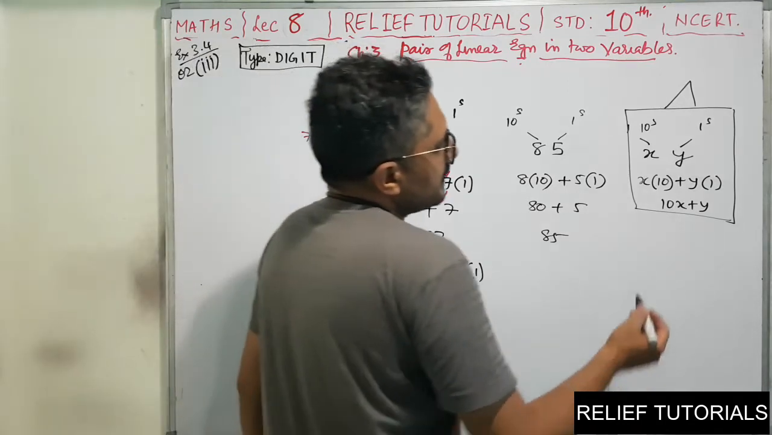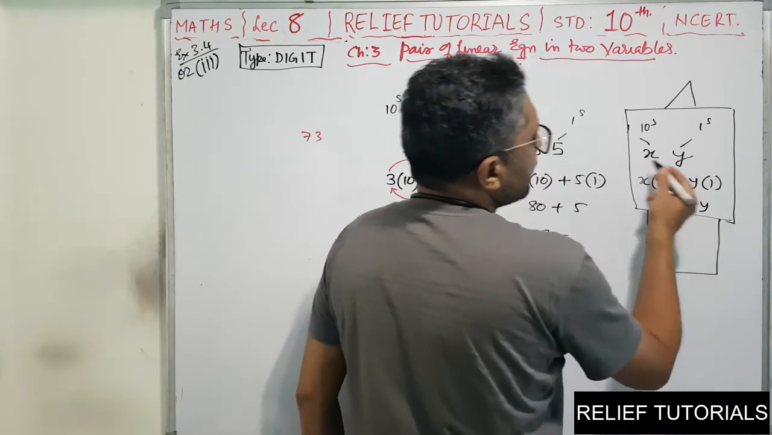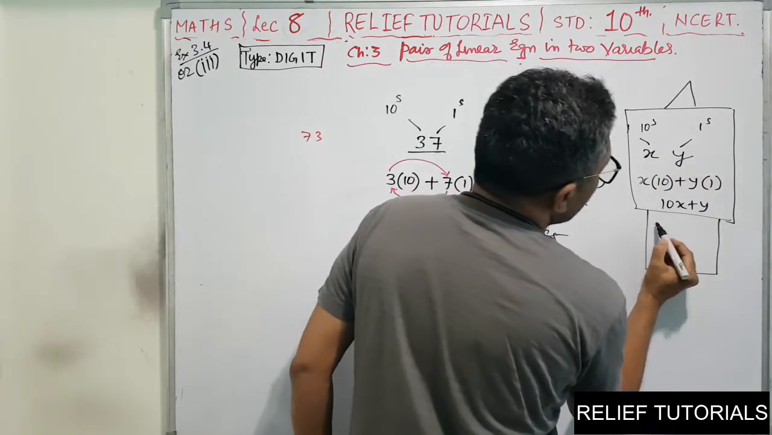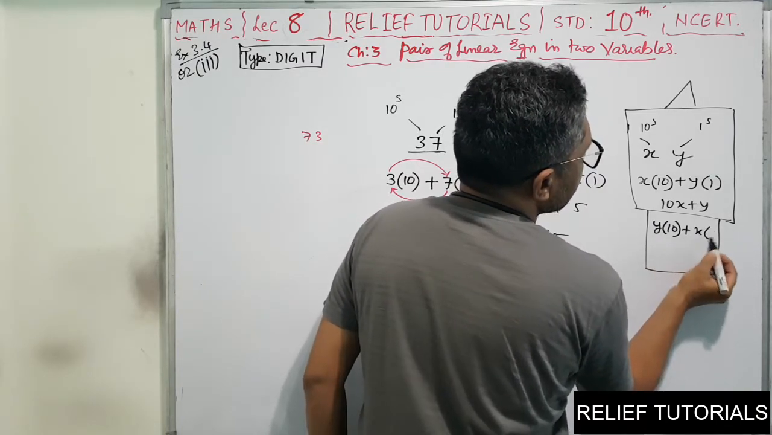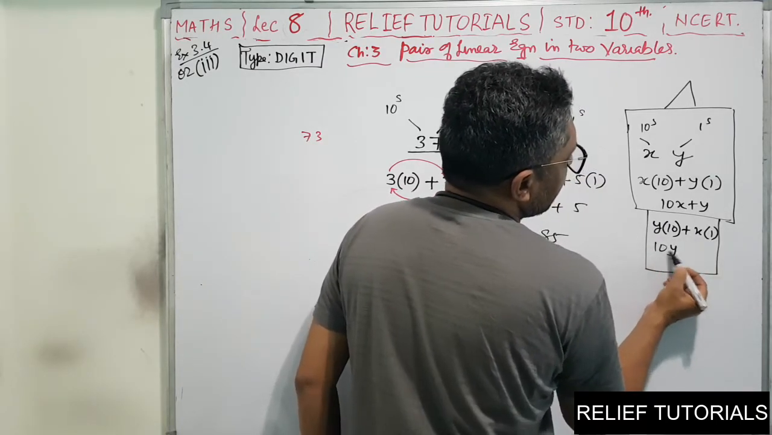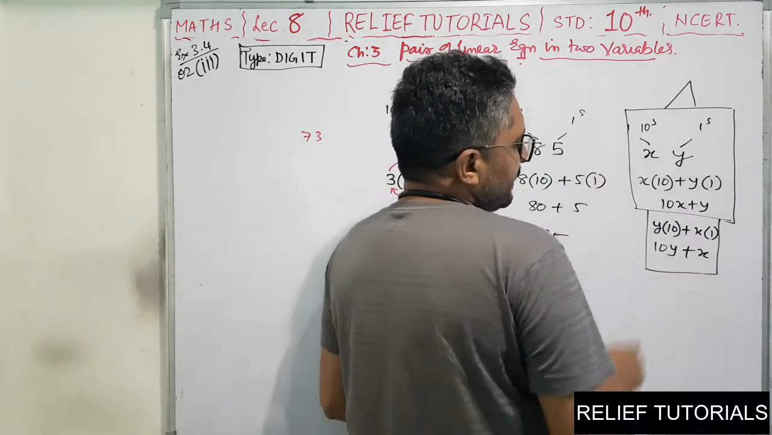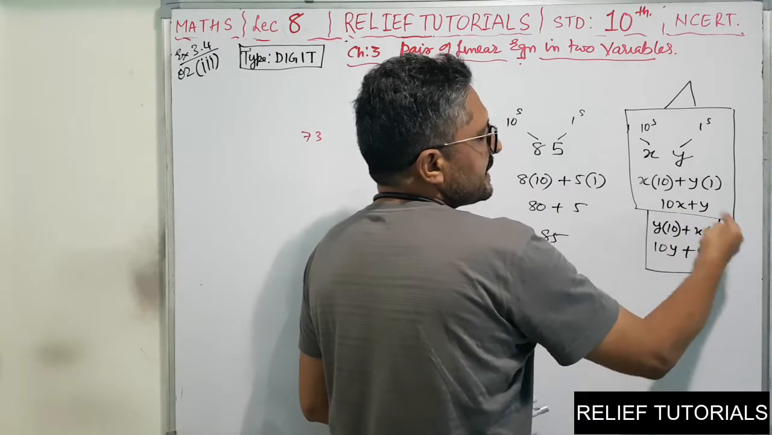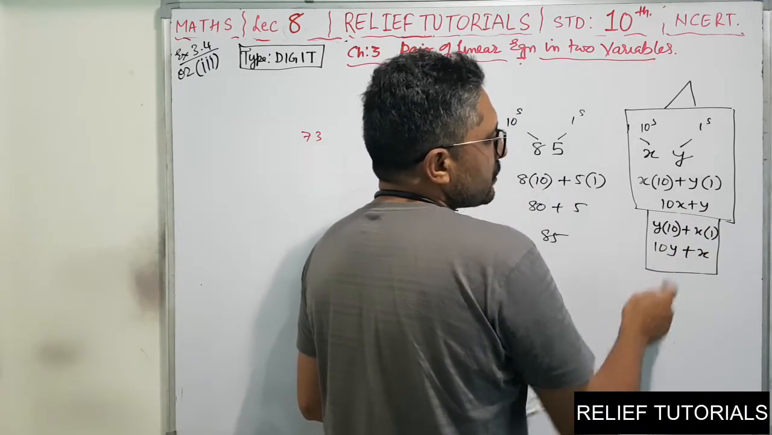So here this is the original number. Now the number obtained by interchanging the digits will be, you have to interchange the digits. So what you will do here, in place of x you will get y into 10 plus x into 1. So what will you get here? 10y plus x. So 10x plus y, 10y plus x. You are just interchanging the digits. So this is the number obtained by interchanging the digits. This is called the new number.